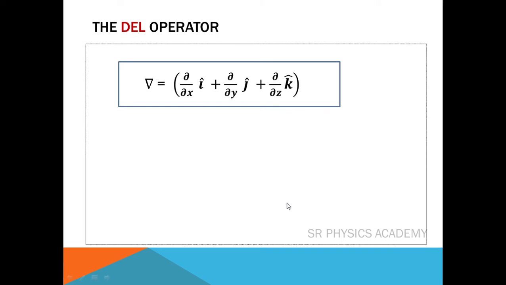Now, the del operator, as we already told you, is del equal to ∂/∂x i vector plus ∂/∂y j vector plus ∂/∂z k vector. This is used for the gradient of a scalar function. So just now we discuss what the gradient is. Gradient is nothing but del operating on the scalar function f.